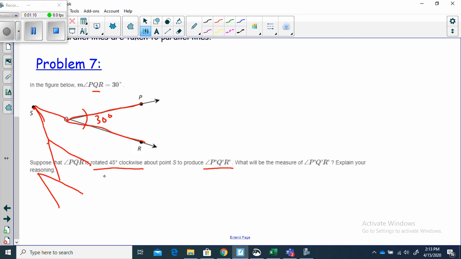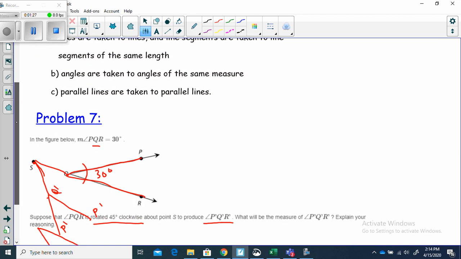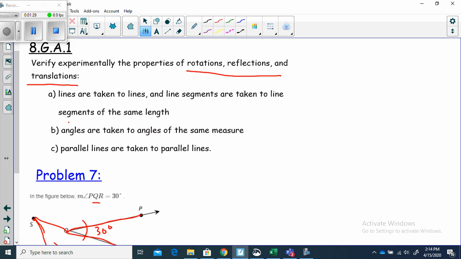Now, if we have that situation, what will be the measure of angle P prime, Q prime, R prime? Well, what do we know about an angle whenever it undergoes a translation, reflection, or rotation? As we've talked about before, angles are taken to angles of the same measure.